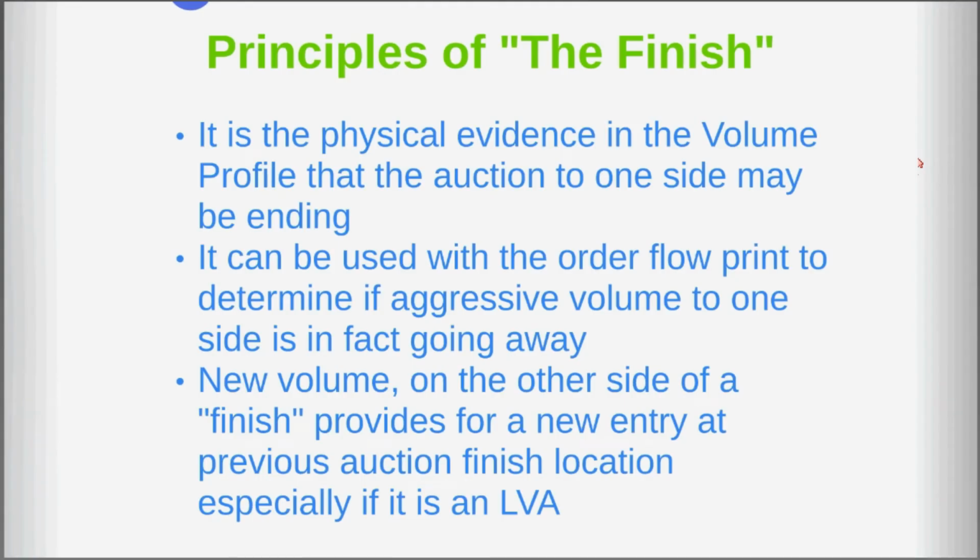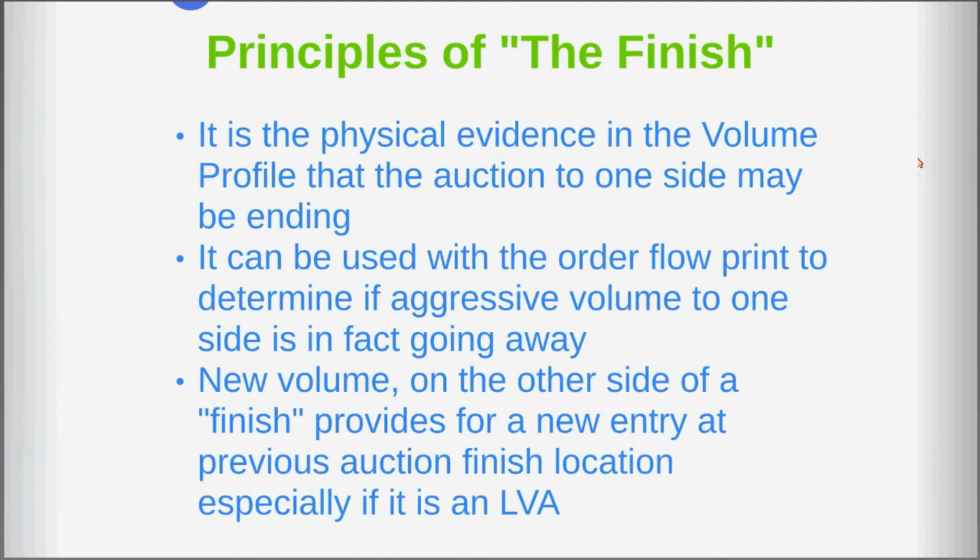And finally, this thing called the finish, principles of the finish, it's the physical evidence in the volume profile that the auction to one side may be ending. When I say may, it's because especially in a developing auction, there are times when the auction is developing. You can see on the profile, buyers or sellers are stepping away, doesn't matter which side. And then buyers or sellers will re-engage in that area and they'll open up the auction again. But that's a good thing because it tells us a lot about the conviction levels of those buyers and sellers. It can be used with order flow print to determine if aggressive volume to one side is in fact going away, and new volume on the other side of a finish.